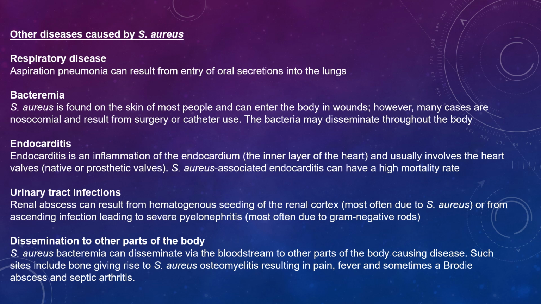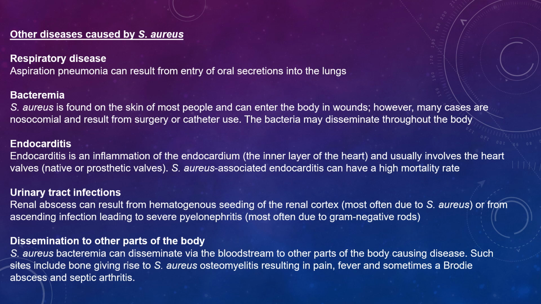Empyema is an accumulation of pus in a cavity of the body, such as the lungs, and is sometimes seen in pneumonia patients. Many of these cases are a result of S. aureus infections. So for bacteremia, S. aureus is found on the skin of most people and can enter the body through wounds. Many cases are nosocomial and result from surgery or catheter use. The bacteria can disseminate throughout the body.